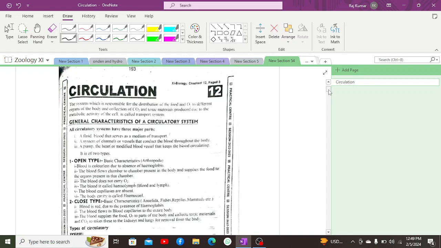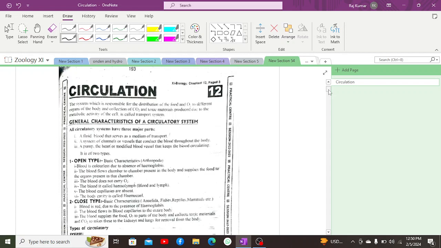facilitated by simple diffusion. Likewise, other organisms such as Hydra can also have transport through diffusion. But those organisms which have a complex multicellular structure require a circulatory system through which they can distribute food and oxygen to different organs of the body and collect carbon dioxide and toxic materials produced due to the metabolic activity of the cell. So the system involved in this exchange and transport of materials is known as the transport system or the circulatory system.